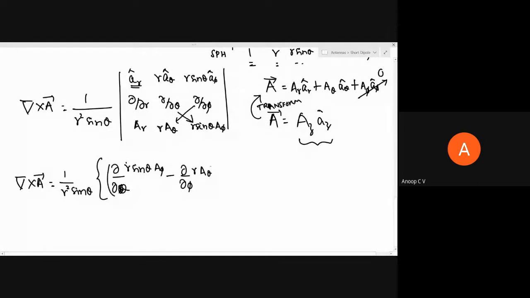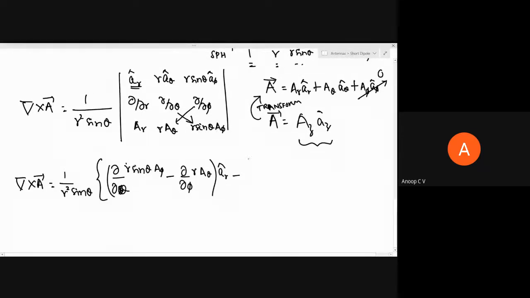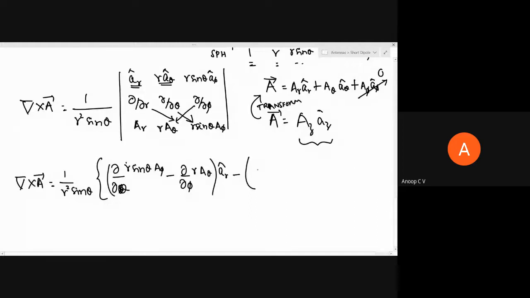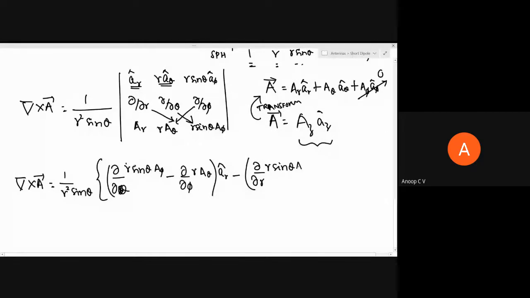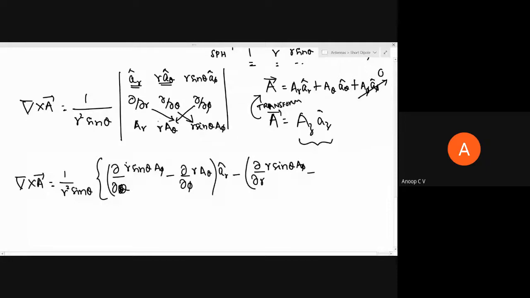Then the second term would be minus of r A theta cap, I'll write at the end, r A theta cap into dou by dou r of r sine theta A phi minus dou by dou phi of A r. Then again it's along r A theta cap.